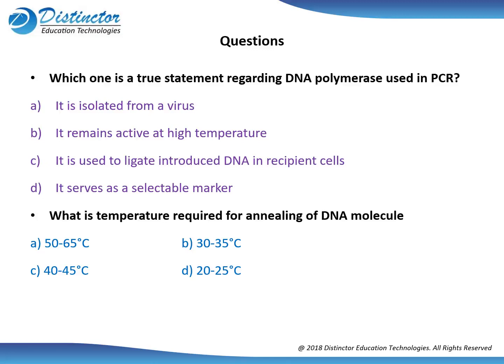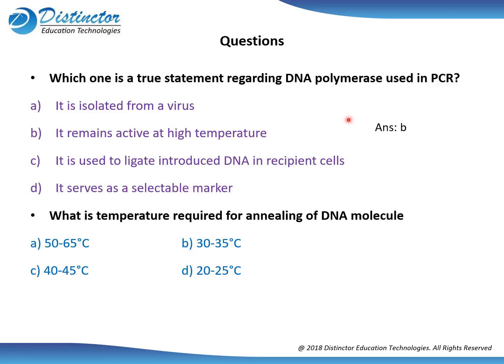Coming to the question part. Once I ask the question and options, you need to pause the video, think, and cross-check with the correct answer once you resume the video again. So let us go to the first question. Which one is the true statement regarding the DNA polymerase used in PCR? It is isolated from a virus, or it remains active at a high temperature, or it is used to ligate introduced DNA in a recipient cell, or it serves as a selectable marker.